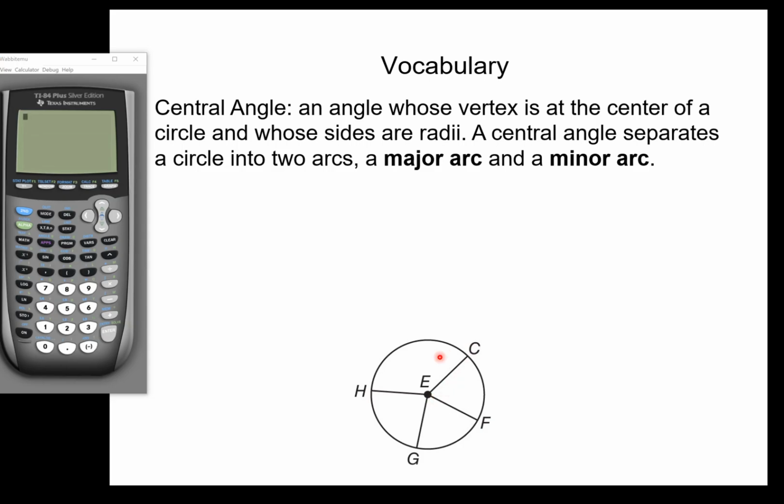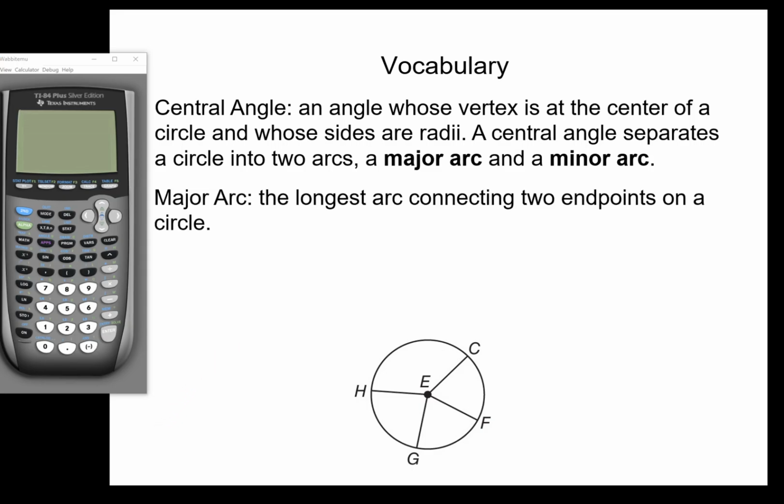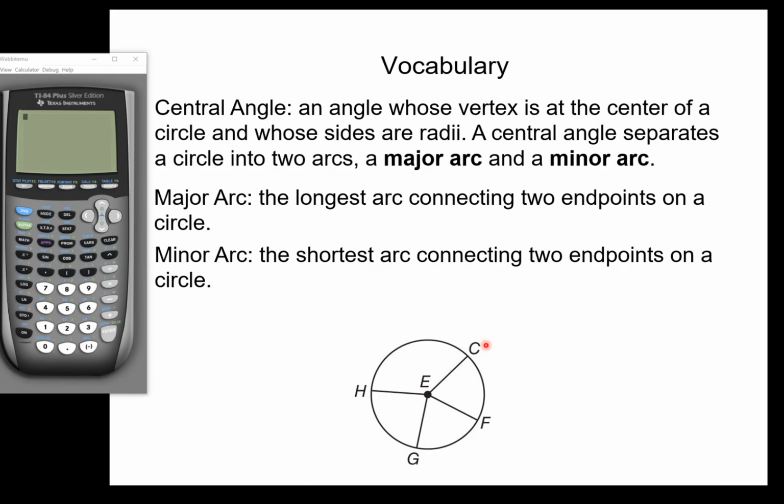Now, a central angle is going to separate a circle into two arcs, the major arc and the minor arc. Our major arc is the longest arc connecting the two endpoints on the circle. So, let's take angle CEF. The longest distance around the circle from C to F is to go counterclockwise around this way. That would be our major arc. We've also got the minor arc, which is the shortest connecting path. So to go from C to F this direction is our minor arc.